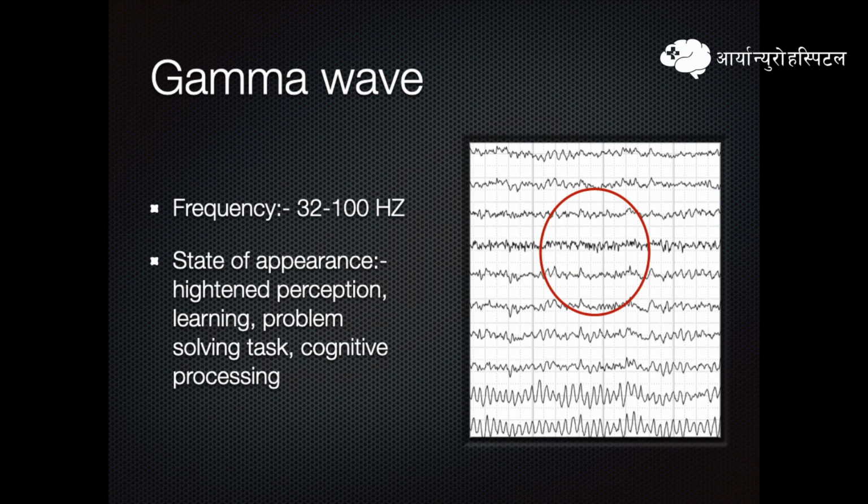Gamma waves are 32 to 100 Hz waves. They appear during heightened perception, learning, problem-solving tasks, and cognitive processing.